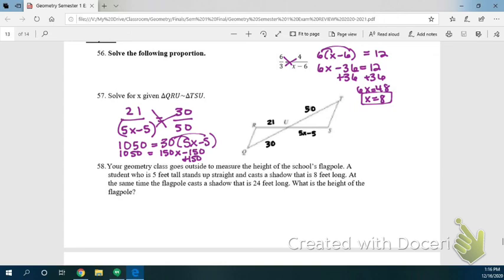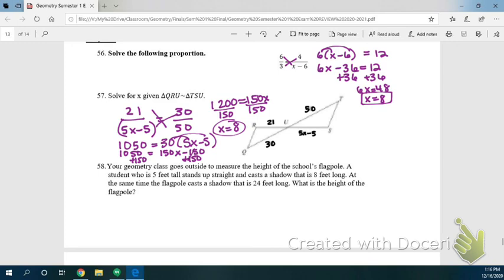Add the 150. Which gives you 1,200. When you divide by 150, x equals 8. And that's all they were asking for, so you're good.